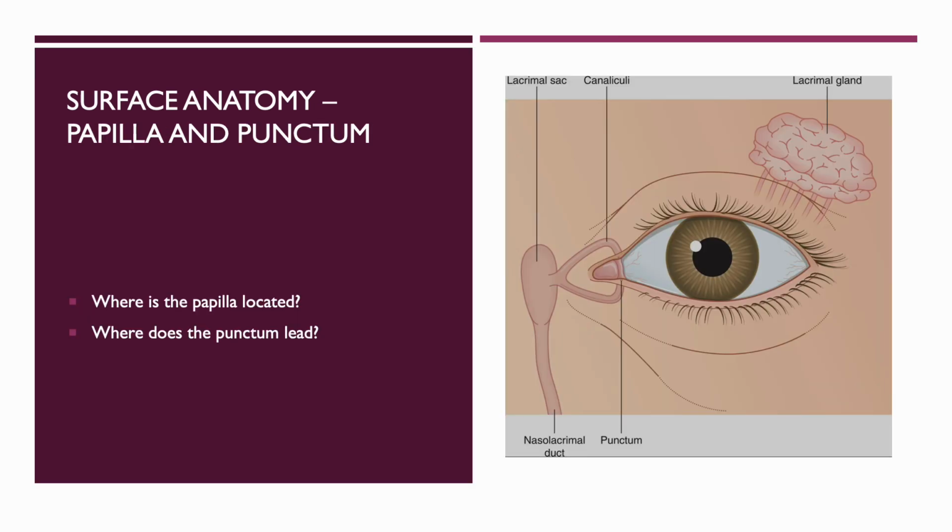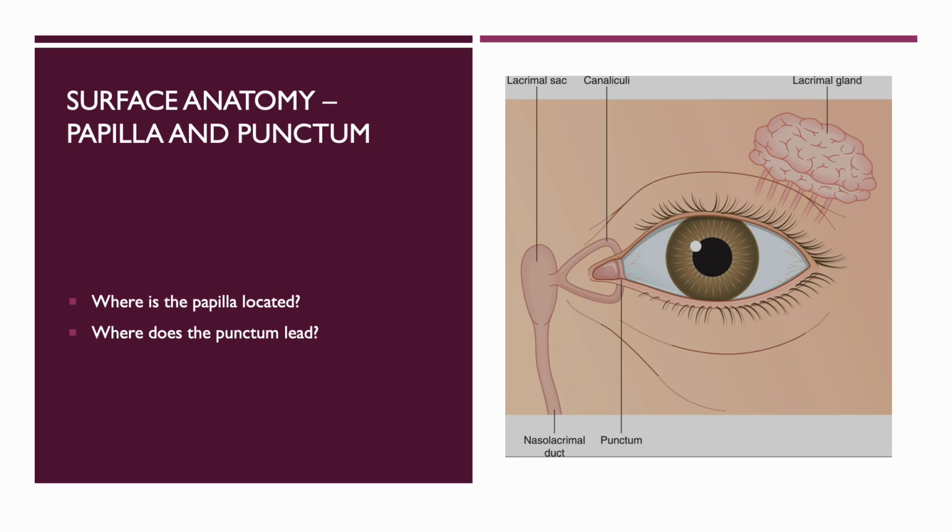On the medial aspect of the lower lid, where the lashes end, is a small papilla. At the apex of this papilla is a tiny opening called the punctum, which leads via a small canal through the lower lid to the lacrimal sac. The lacrimal sac eventually drains into the nose.